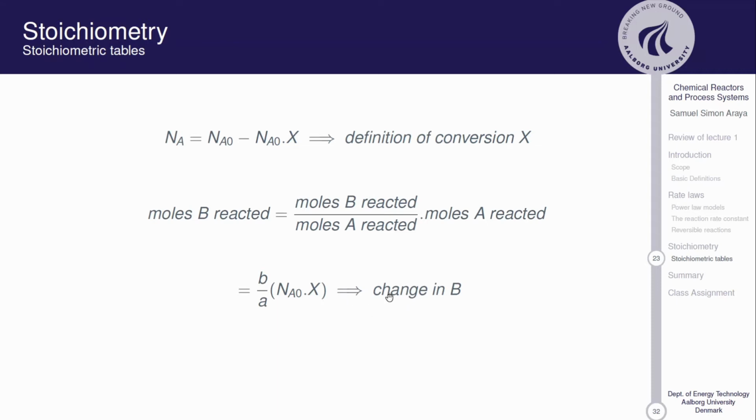So if we check what moles will be remaining in the reactor after this B is reacted, we will just subtract this from our initial moles of B. And we can do that for all the reactants. And that starts basically our building of the table.